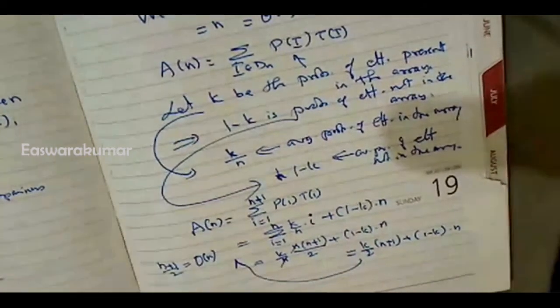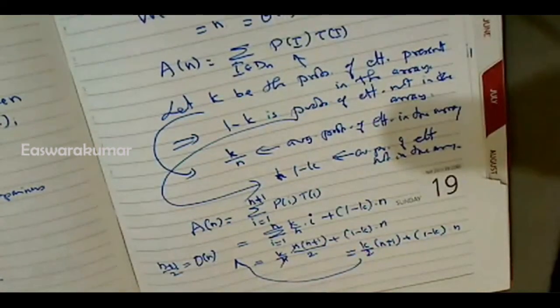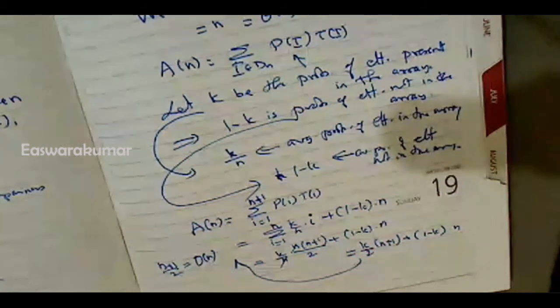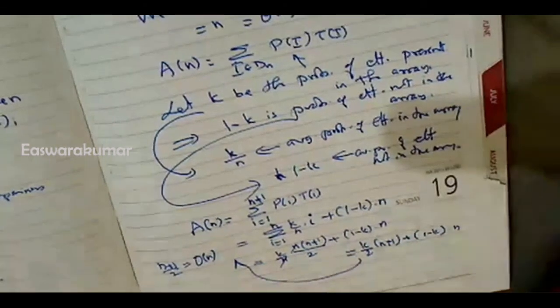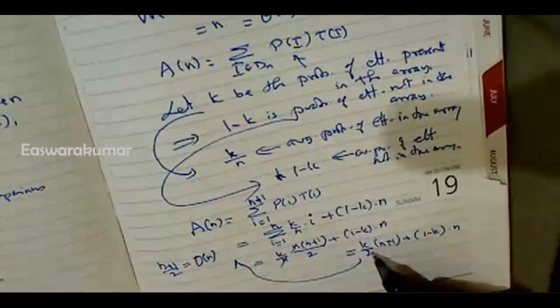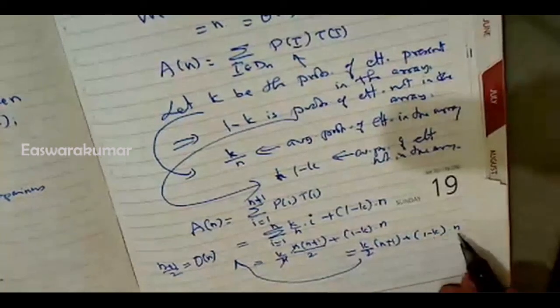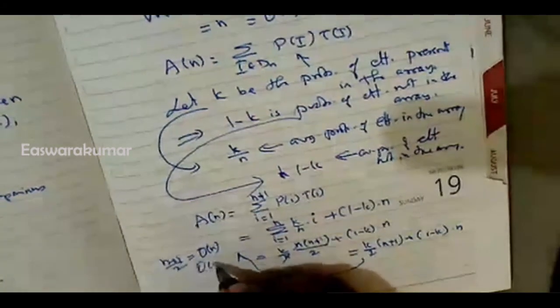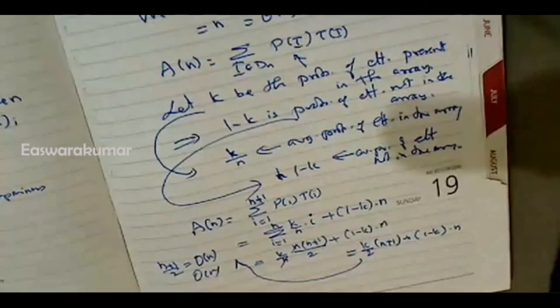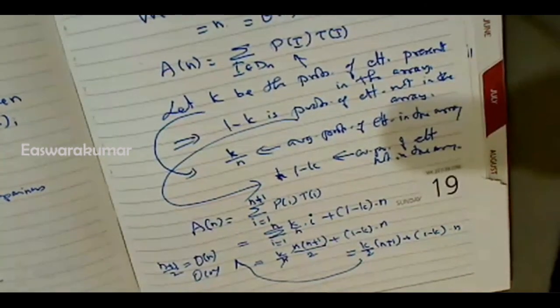Now suppose the element is not in the array. Then k is equal to 0. If we substitute k equal to 0, this term won't be there. In this case it is 1 into n, which means once again it is order of n. If the element is there in the array, it is order of n. If the element is not in the array, it is order of n.